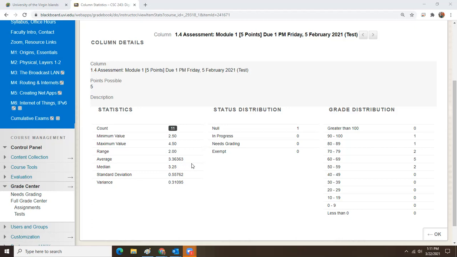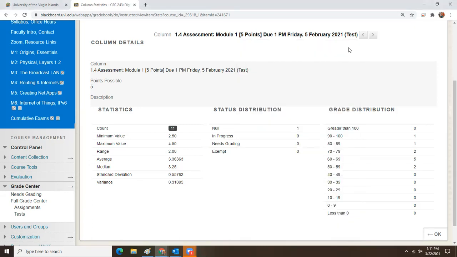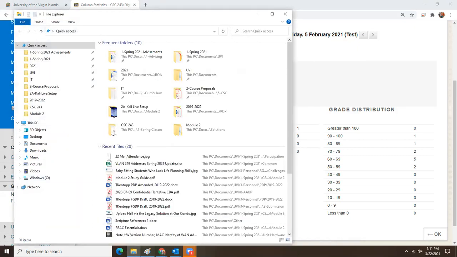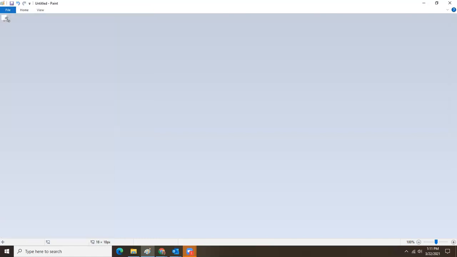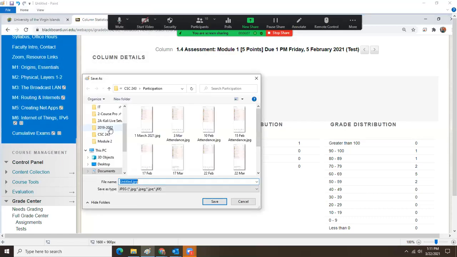So that's, let's see what that is. Roughly 3.36 divided by 5 possible, so almost a 70. Again, that's still fairly respectable considering the number and complexity of questions. I'm going to go ahead and just capture a screenshot of this so we have a record of the column statistics.